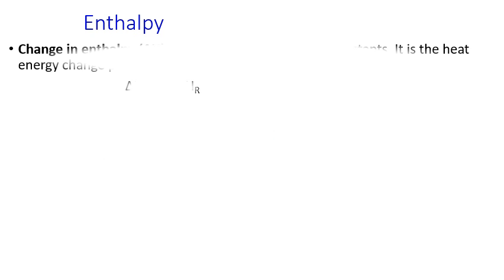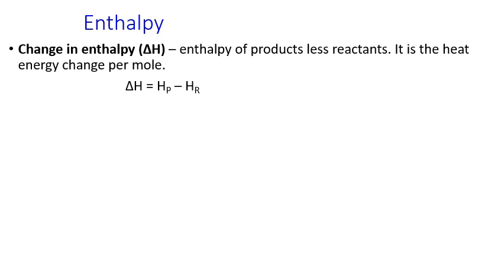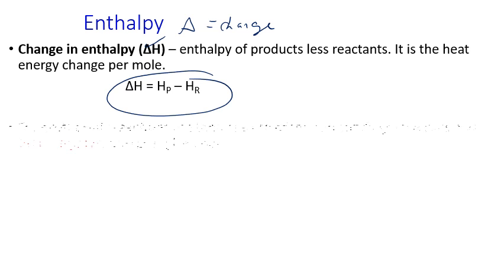So looking again further into this concept of enthalpy, the change in enthalpy, delta H, that little delta, of course, from last year, is equal to the enthalpy of the products minus the enthalpy of the reactants. It's basically the heat energy per mole. So there's the equation there, which you would have been familiar with in IGCSE. Delta H equals the enthalpy of the products minus the enthalpy of the reactants.